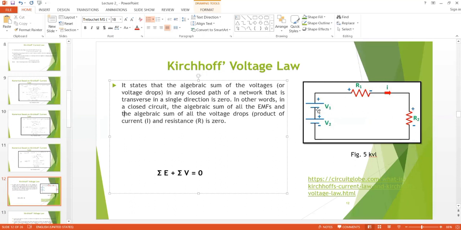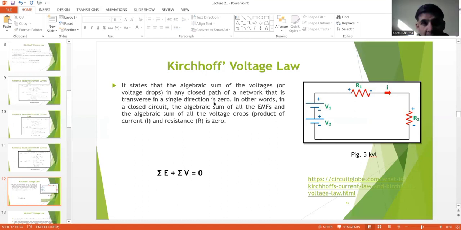But don't confuse yourself, because KVL says sum of voltages. It can be E, it can be V. So don't get confused. Capital E is basically the voltage which is written on a dry cell. And when I say small e, it is nothing but your induced EMF. So capital E is a voltage that is the maximum voltage in an open circuit condition. I hope this is clear.